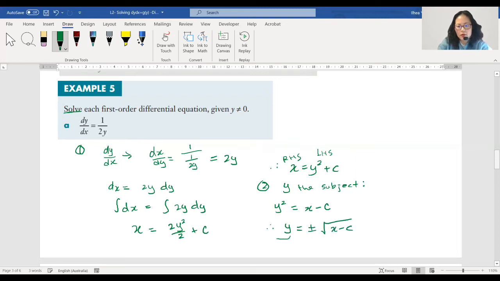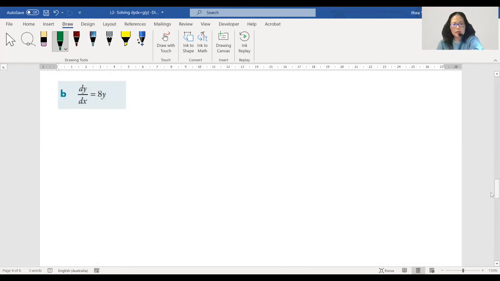Okay, so for my original equation, I have got two of them. y equals the positive square root of x minus c, or the negative square root of x minus c. Okay. So the next one is the same thing we're going to do, but it's a little bit different now.